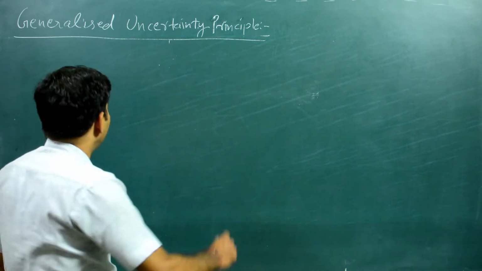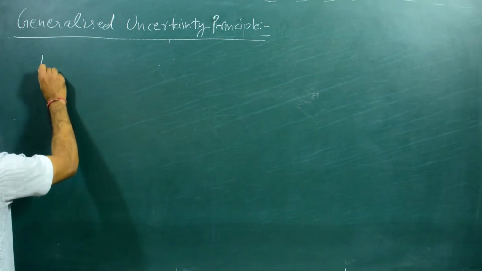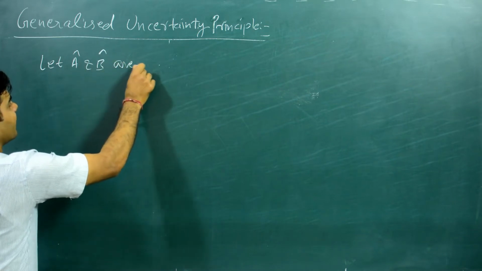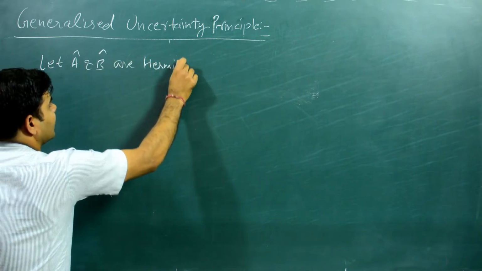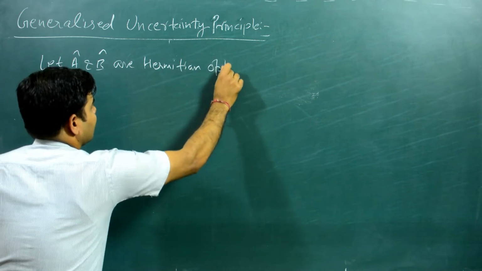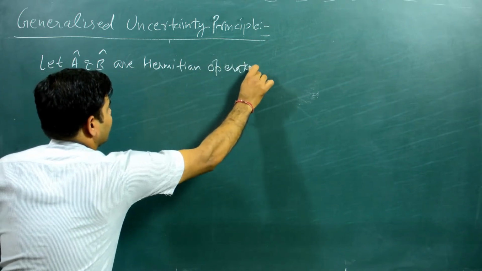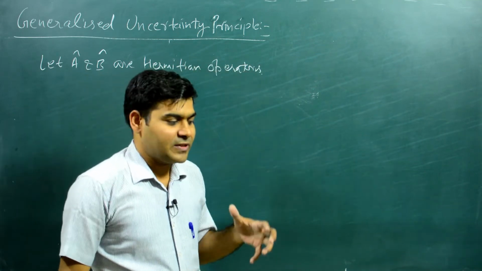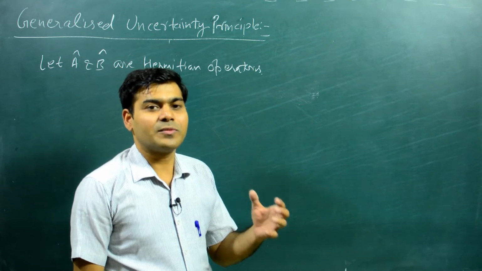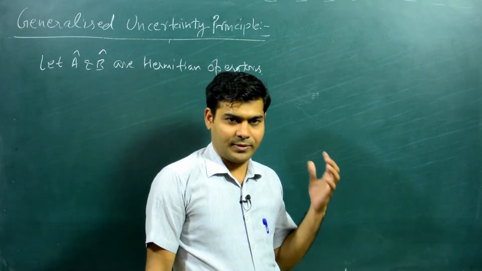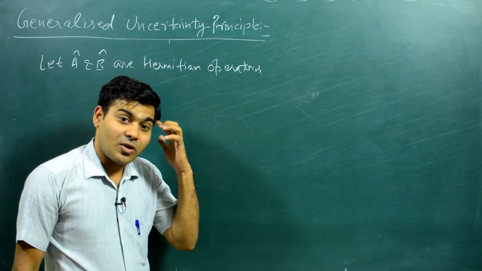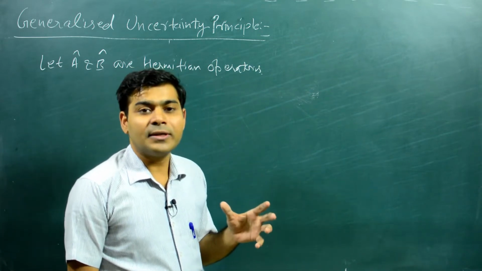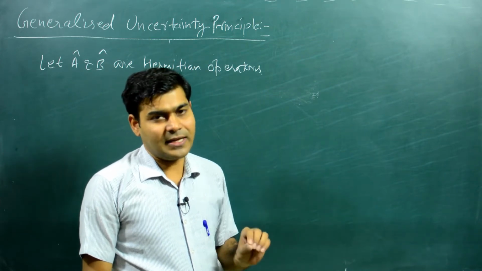So let me start by taking two operators, A hat and B hat. These are two Hermitian operators. In quantum mechanics, we denote a physically measurable quantity, any physically measurable variable, by a Hermitian operator. The reason being that Hermitian operators always have real eigenvalues, and these real eigenvalues correspond to the value measured in the experiment in the laboratory.